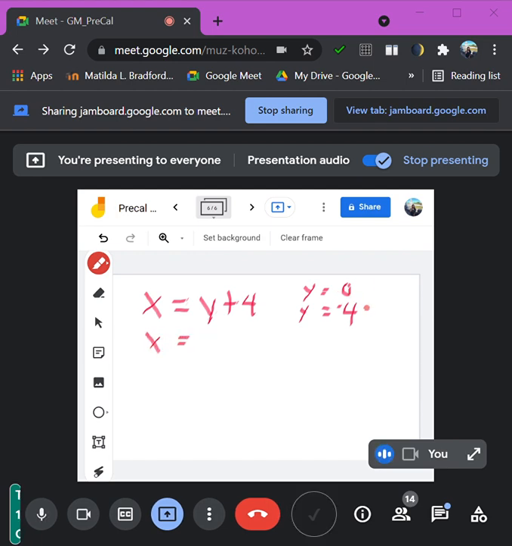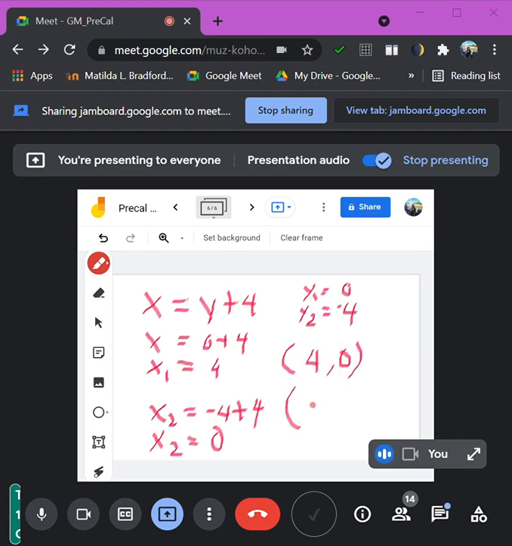So, we should substitute these two. So, you have there 0 plus 4. So, x is equals to 4. You can have that one as your x sub 1, y sub 1. This one is y sub 2. For your x sub 2, you have there negative 4 plus 4, so your x sub 2 is 0. So, your pairs, you have there 4, 0, or the solution is 4, 0. And the other one is 0, negative 4.